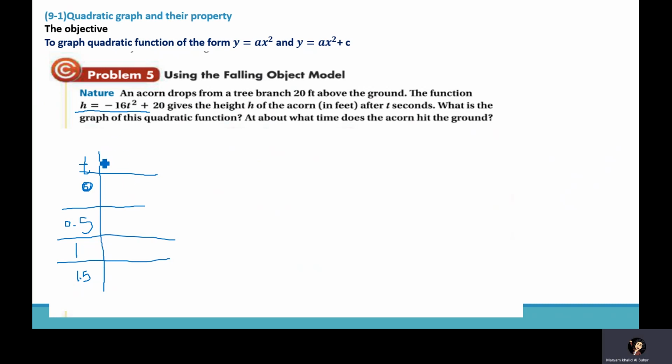If I substitute 0 here, I will get immediately 20. If I substitute half, I will get 16. If I substitute 1, I will get 4. Then finally, I will get minus 16. So let's graph this one.